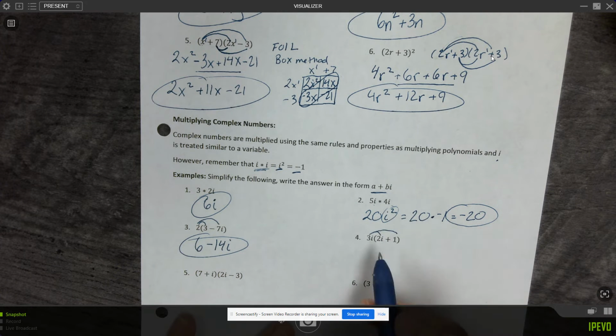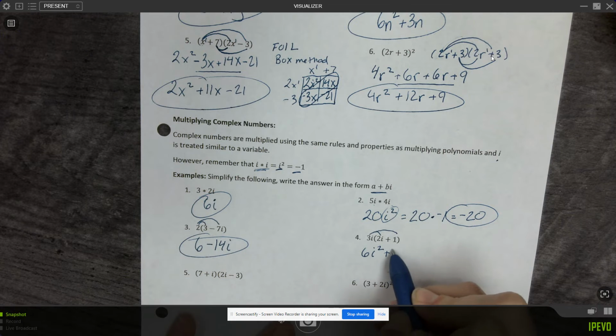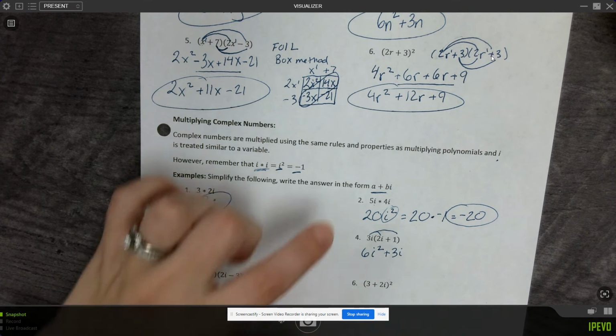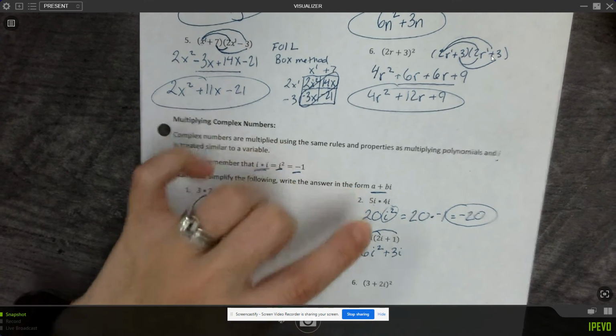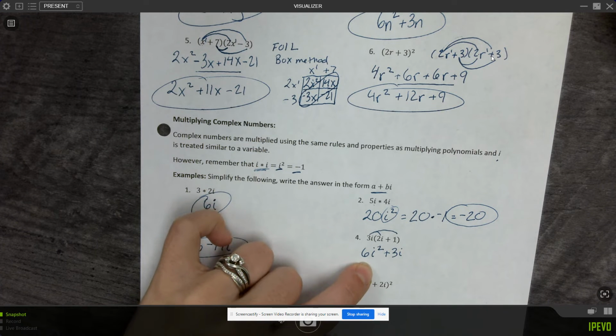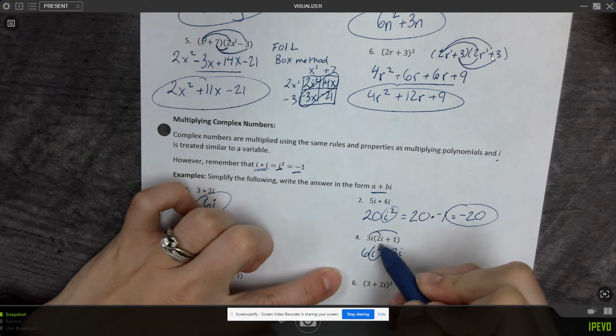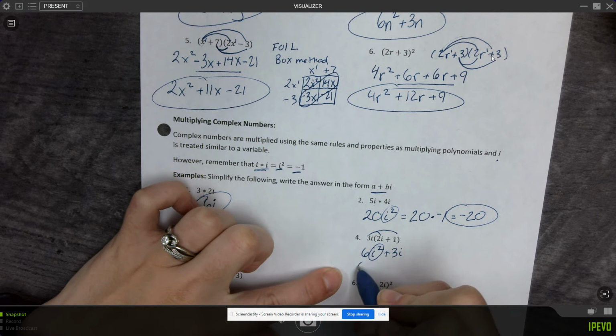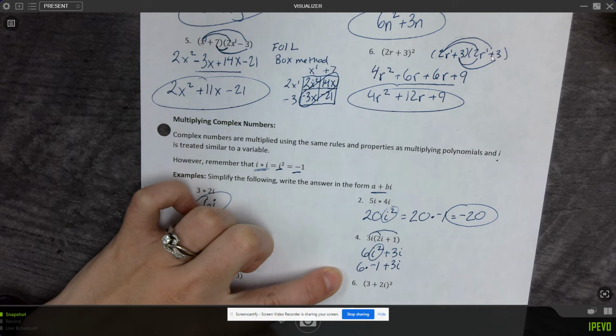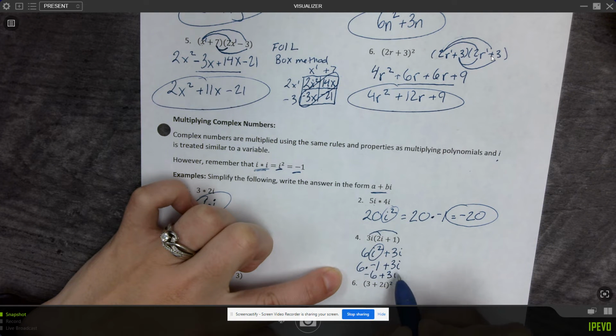Distributing again in the next one, but this time we are distributing with an i. So 3i times 2i is 6i squared, and 3i times 1 is 3i. We are not in the form a plus bi because I have an i squared, which is not okay. i squared is -1, so that is 6 times -1 plus 3i. 6 times -1 is -6 plus 3i. Now I am in the form a plus bi.